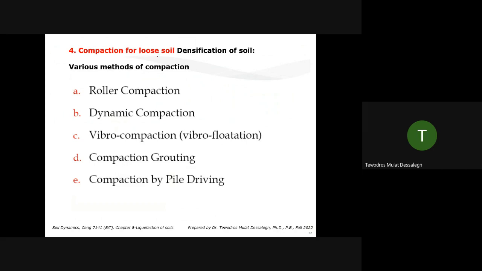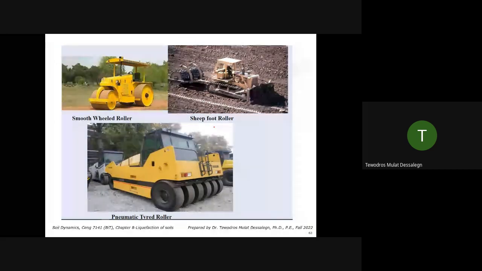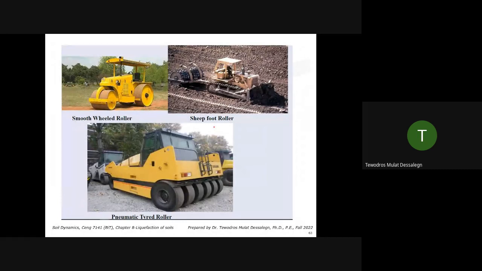Compaction for loose soil, or compact the soil. Densification of soil. There are various methods of compaction. You can use roller compaction, dynamic compaction, vibro compaction, compaction grouting, compaction pile driving. You compact the soil and make it dense at the beginning of the construction.